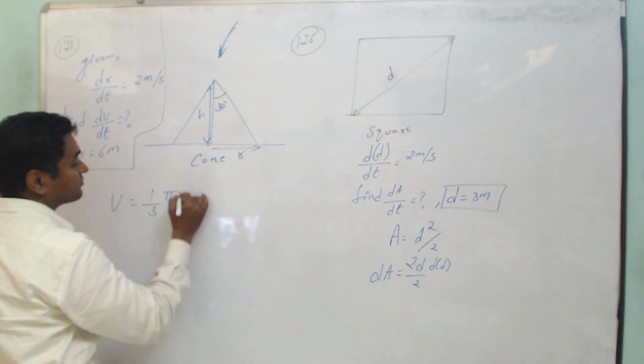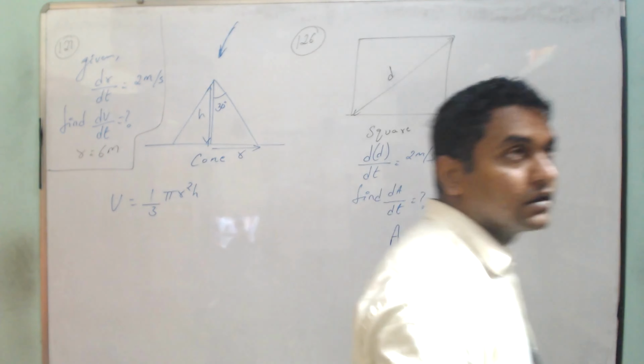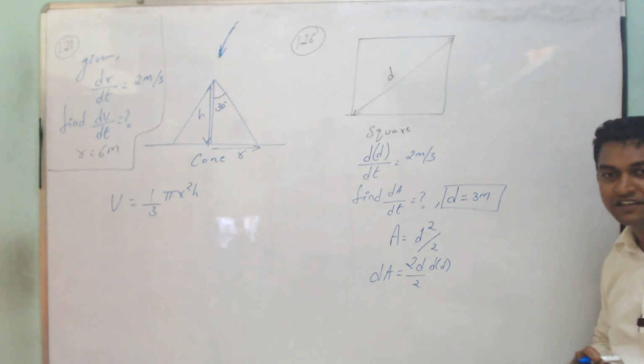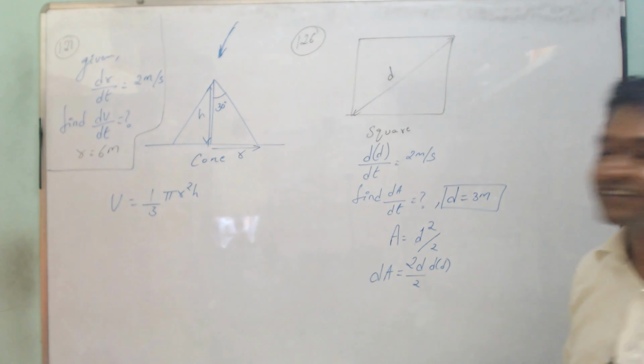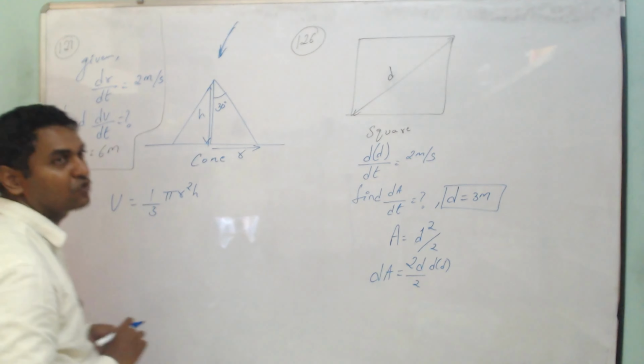We will start off from 1/3 pi r square h. Okay, fine. We will differentiate the volume. Correct. But there is another condition given in this question. Where is the 30 degrees coming from? What do you do with that? So what do you think this 30-degree story is given for?